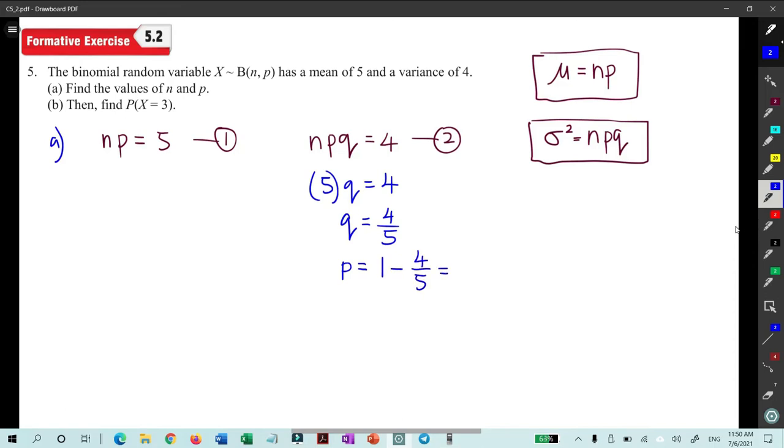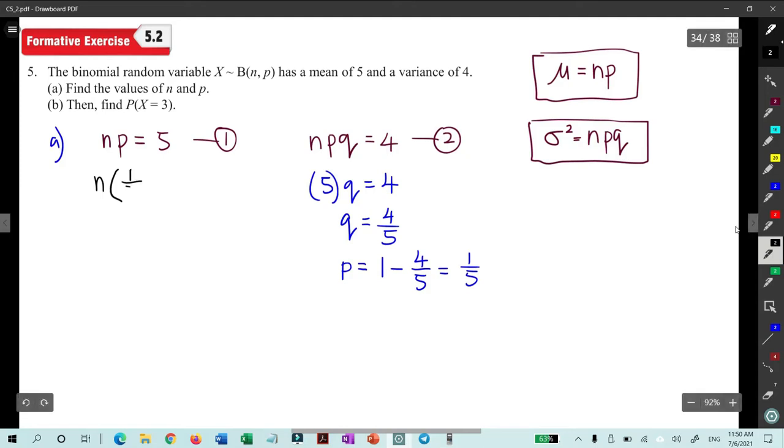The value of p is 1 over 5 or 0.2. Next, we can calculate the value of n by substituting the value of p into the first equation. So the value of n is 25. Okay, so we are done with part A.